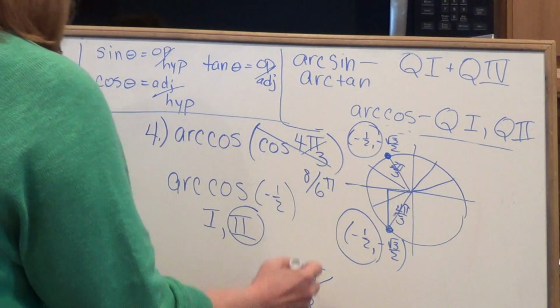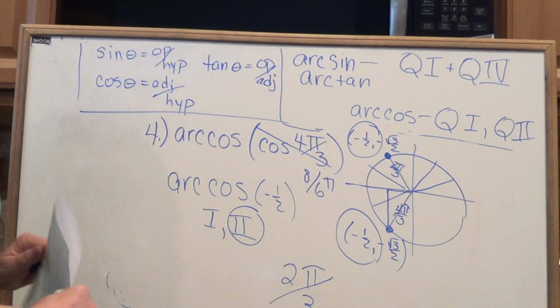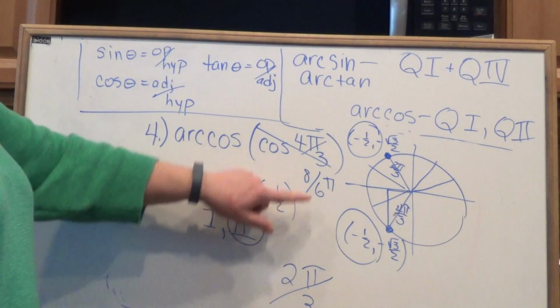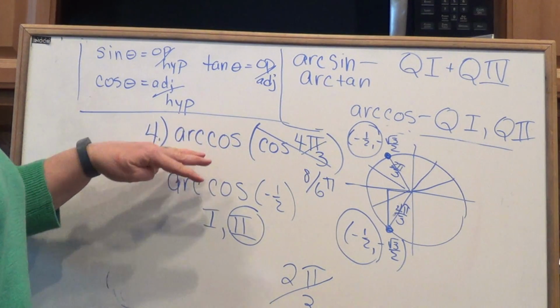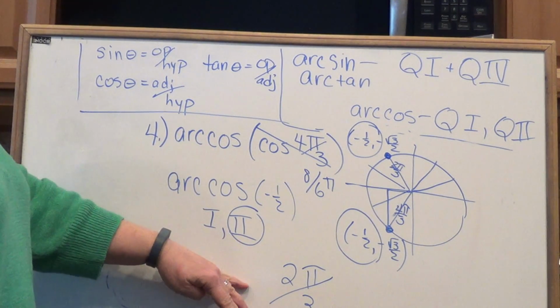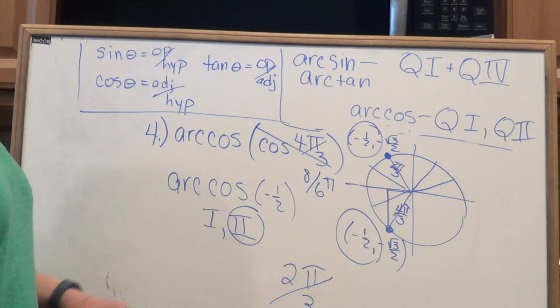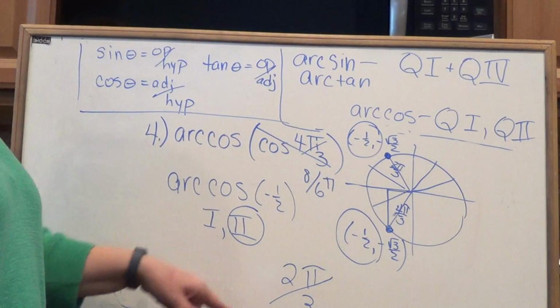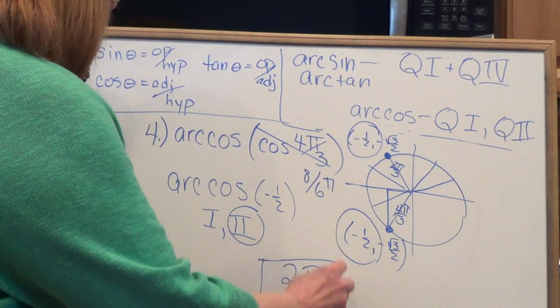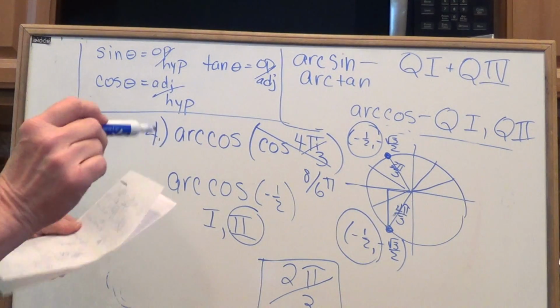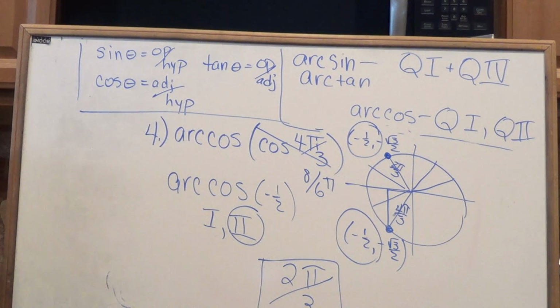And notice the original problem had a 4 pi over 3 in it. So why wasn't the answer 4 pi over 3? Because we can only look for our arc cosine in the first and second quadrant. So that's why these aren't matching like they did in the last problem. So 2 pi over 3 is the answer to that one.